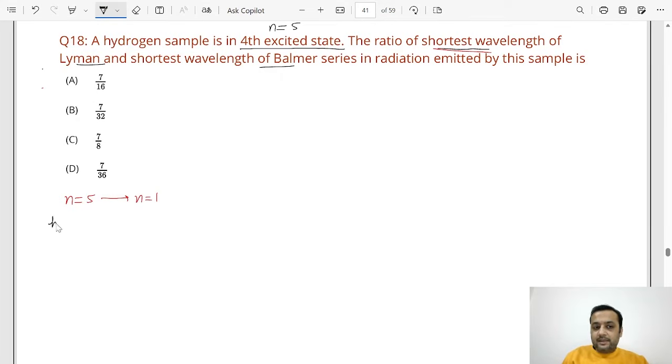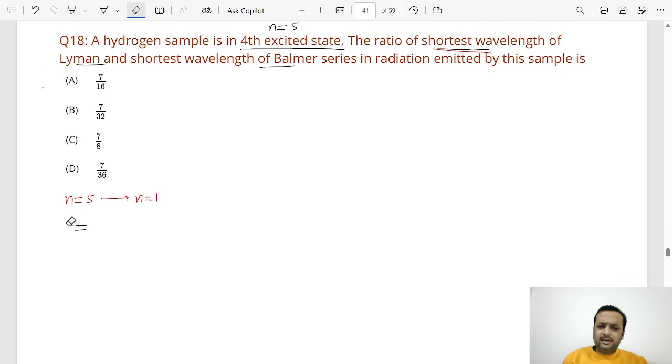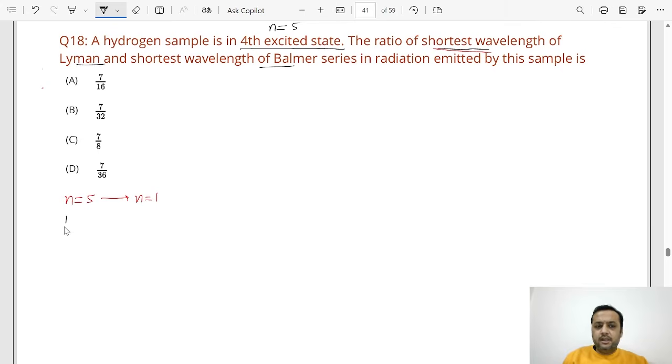So clearly the energy of the emitted photon is hc by lambda 1, or you can use the Rydberg equation directly. Let me use the Rydberg equation only. So 1 by lambda 1 will be Rydberg's constant into z square into 1 by 1 square minus 1 by 5 square. That means 1 by lambda 1 will be R into 1 minus 1 by 25, that means 24R by 25. That is the value of 1 by lambda 1.